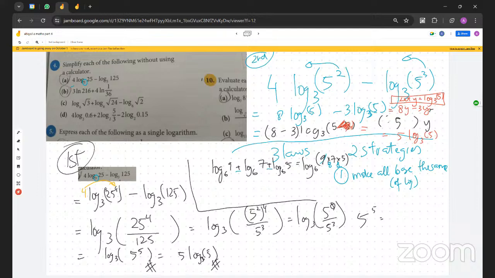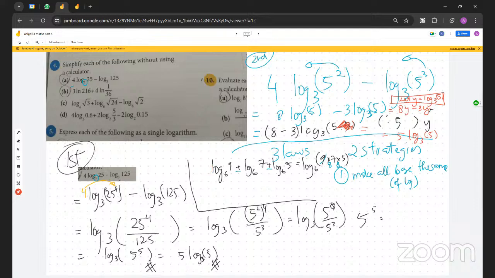Now, are you confused that there is no 5 divided by 5 here? Let me explain. You just have to recognize how the law works. Look at how the no-name law works. The base must be the same. Okay, great, the base is the same. There is nothing in front of the logarithm. If you want to apply this law, there must be nothing in front.